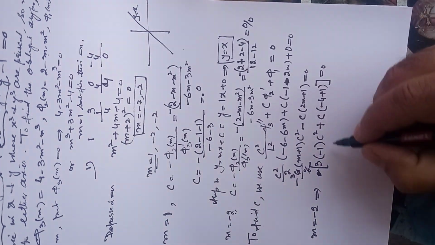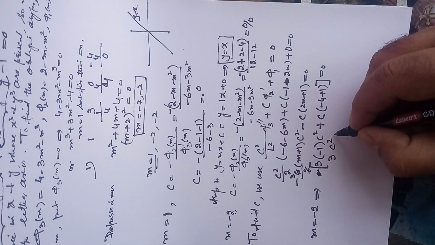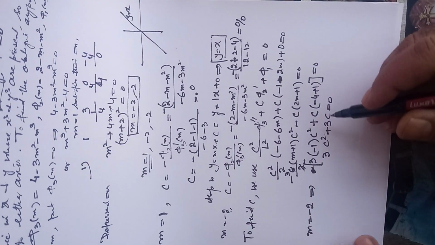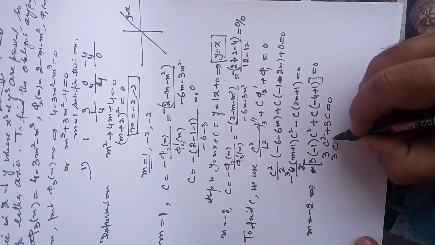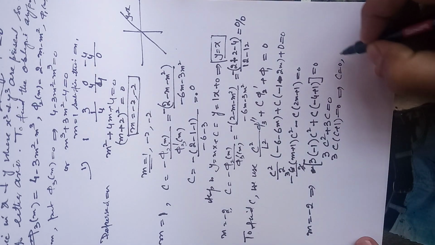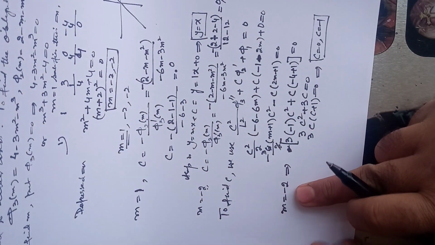Or you have 3c square plus 3c equal to 0. Minus I have already taken outside. So 3 times c into c plus 1 equal to 0, which means c equal to 0 and c equal to minus 1. These are two values of c corresponding to m equal to minus 2.